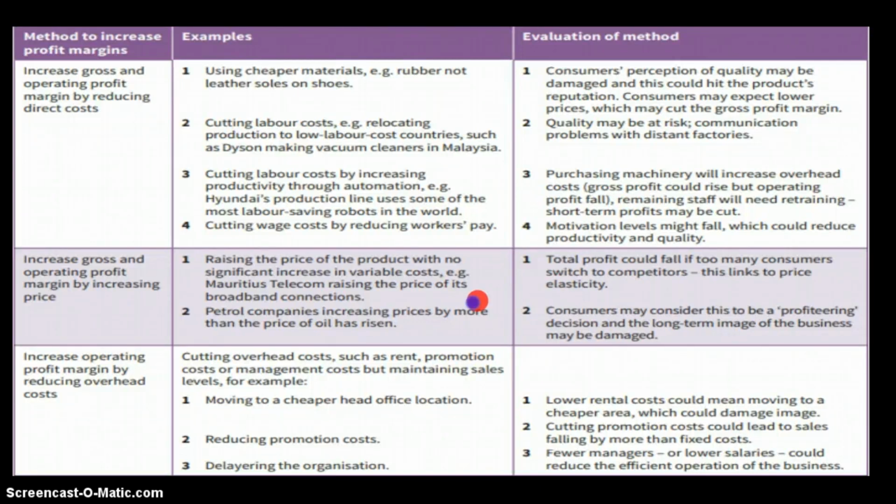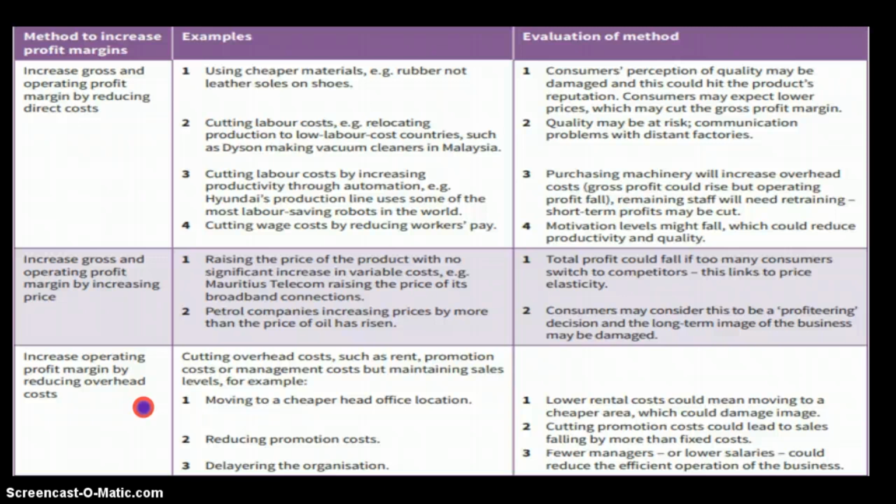That will of course happen here, unless it's a necessity, or perhaps you have a very good brand image, or you are in a niche market. If you have a strong consumer base, then that won't happen. Petrol companies increasing prices by more than the price of oil has risen: consumers may consider this to be a profiteering decision, and the long-term image of the business may be damaged. Now finally, increasing operating profit margin by reducing overhead costs.